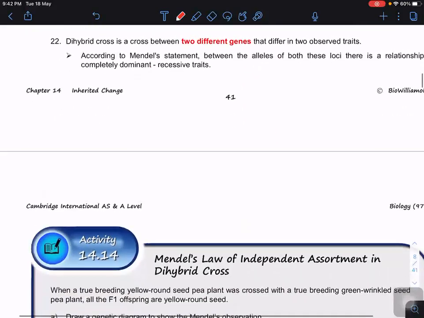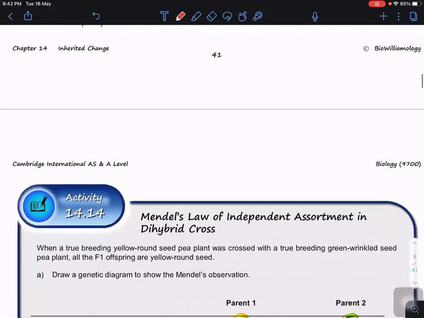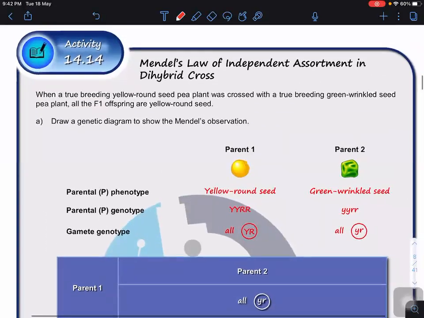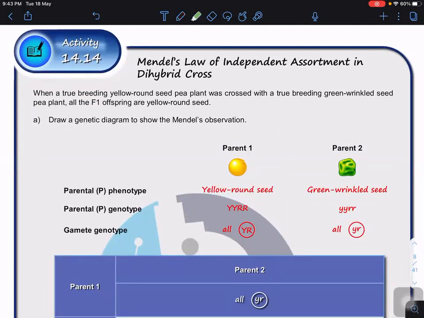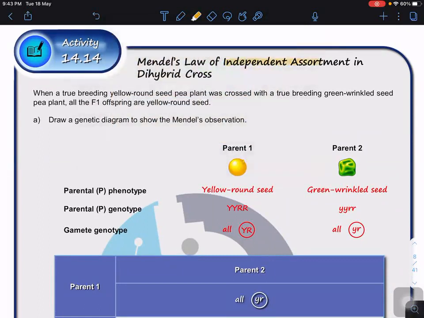Let us look at the dihybrid cross. For dihybrids, you involve the law of independent assortment. So when a true breeding, and again we use the word true breeding, so it must be homozygous, yellow round seed is crossed with green wrinkled. Parent 1 and parent 2.